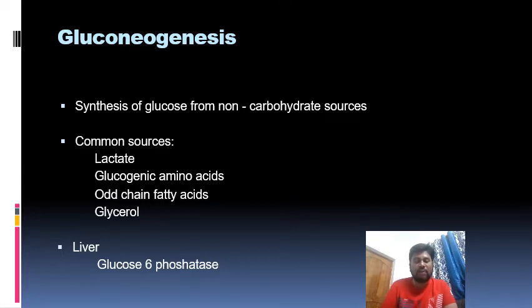But in addition to the liver, a minor portion can also happen within the renal cortex and also in the intestine. But mainly the major site for gluconeogenesis is only the liver. So now within this liver, how this gluconeogenesis takes place, how the pathway takes place, we will discuss in detail.